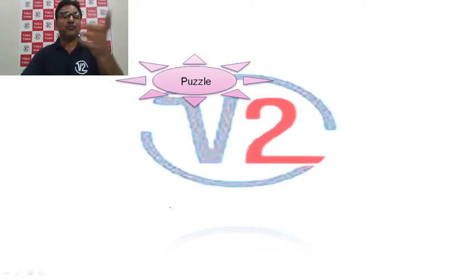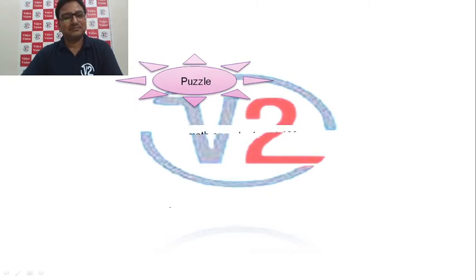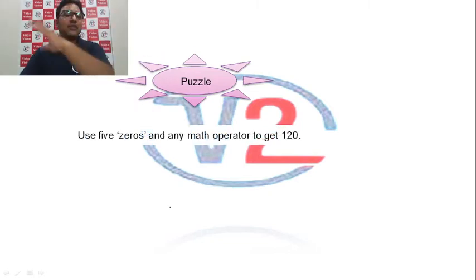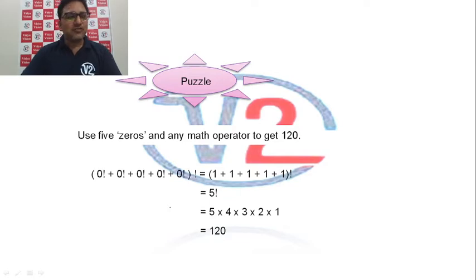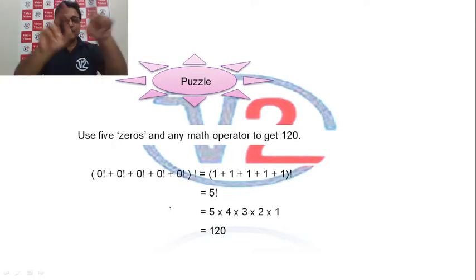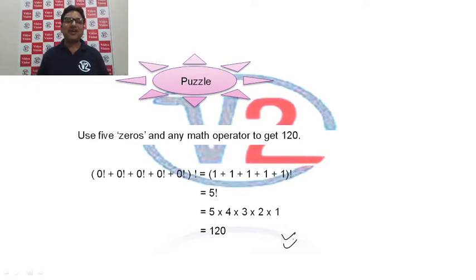Now, one question for you, one puzzle. Use 5 zeros and any math operator, and you can get 120 as the answer. See here, 0 factorial, 0 factorial, 0 factorial, 0 factorial, and then the factorial of that as well. It means we use 0 factorial, 0 factorial, 0 factorial, and this gives 1 plus 1 plus 1 plus 1, which is 2... If 5 factorial, that is 120. That is a very tricky and important question. Okay, that is a puzzle. I think everyone understood and enjoyed this puzzle. Now we go for another one.